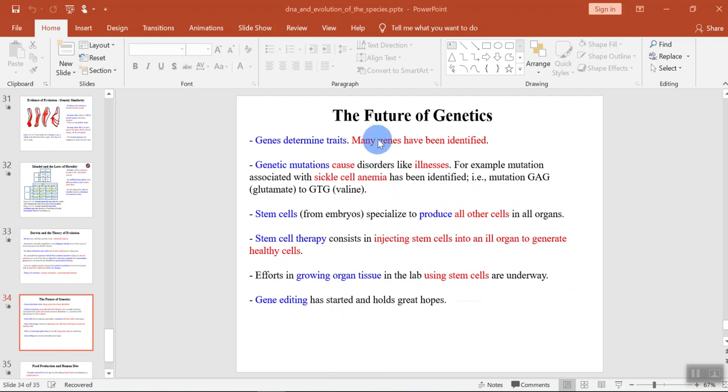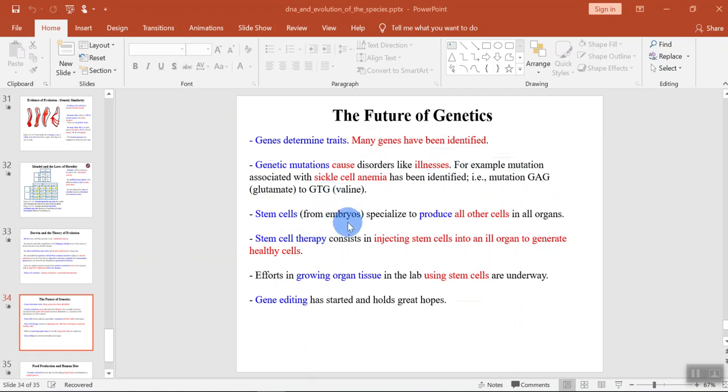Okay, so the future of genetics. We said that genes determine traits. Many genes have been identified. We said that genetic mutations cause disorders like illnesses. For example, the mutation associated with sickle cell anemia has been identified, a mutation of GAG into GTG, so the amino acid changes from A into T.